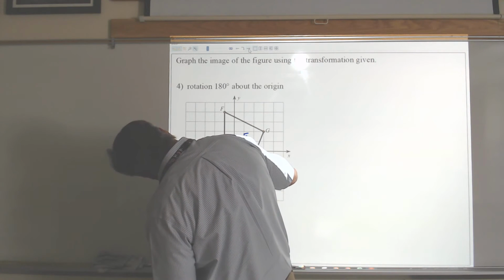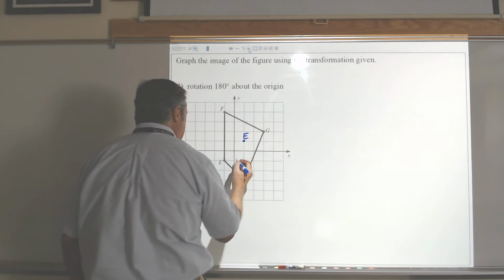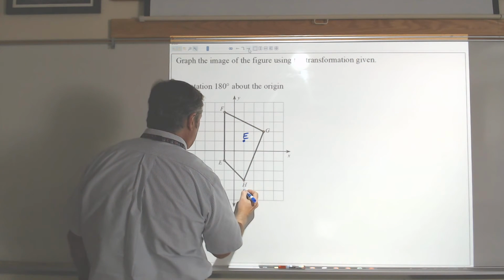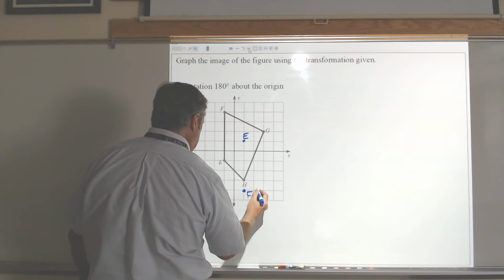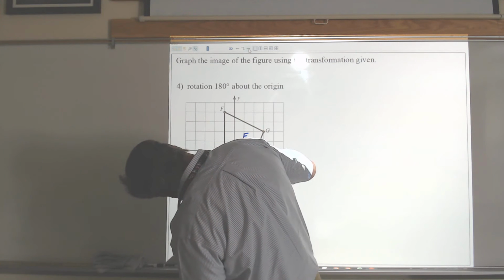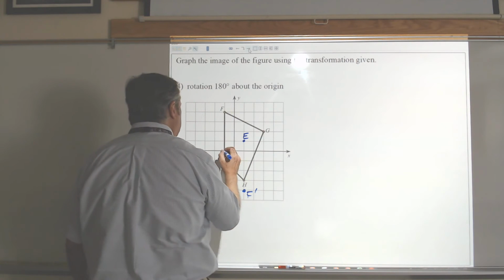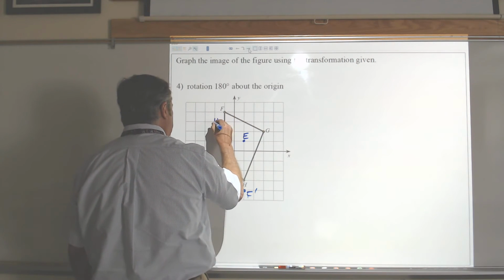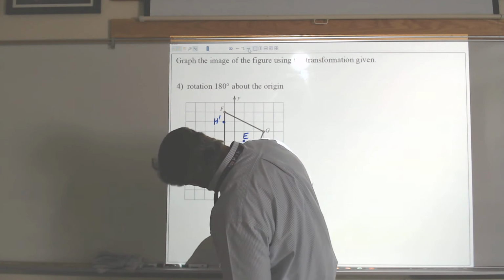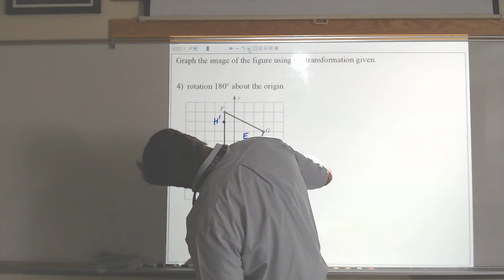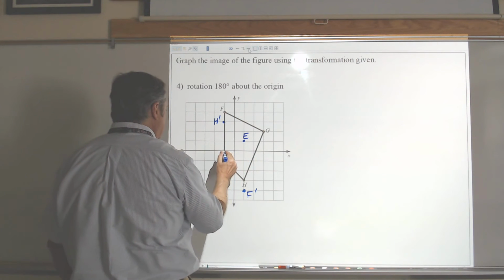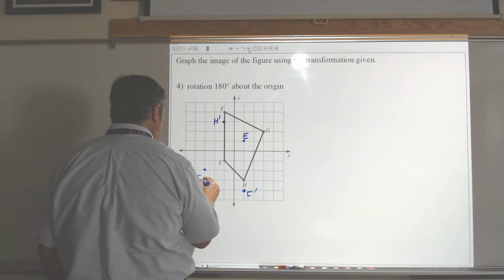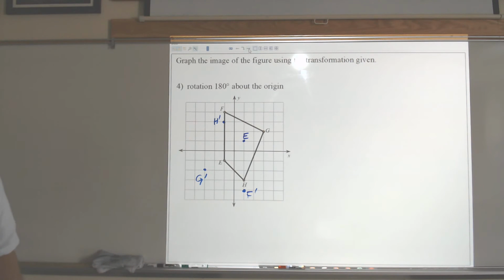1, negative 1, 2, 3, 4. 1, negative 1, 2. H is now at negative 1, 1, 2, 3. Negative 1, 1, 2. There's H prime. G is at negative 1, 2, 3, negative 3, negative 2. Come back here, negative 3, negative 2. All right, let's see how we did. Hope y'all are doing well. Bingo! I love it. All right, let's do another one.